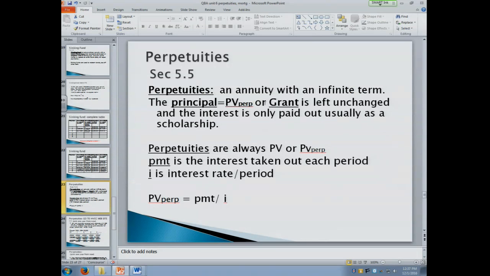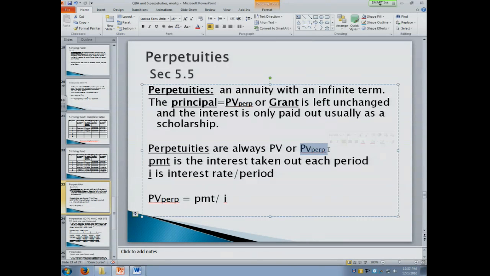The principal, or the present value of the perp, is left unchanged, and only the interest is given away as a scholarship. Perpetuities are always present value. In your formula sheet, I define them as present value of a perp to differentiate it from the other present value.